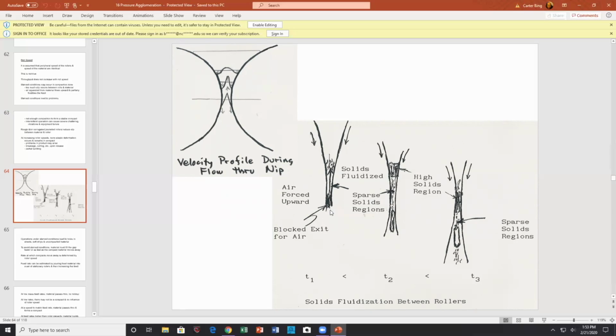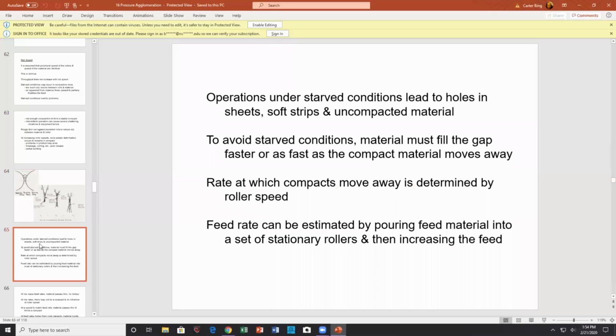Again, whenever I deal with a process, I worry about what the problem phase is, and the problem phase is air. The best way of handling air is not to have it, oftentimes. Okay. Operations under starved conditions lead to holes in sheets, soft strips, and uncompacted material. To avoid starved conditions, material must fill the gap as fast as or faster than compacted material moves away. Again, we're force feeding, right? The rate at which compacts move away is determined by roller speed.